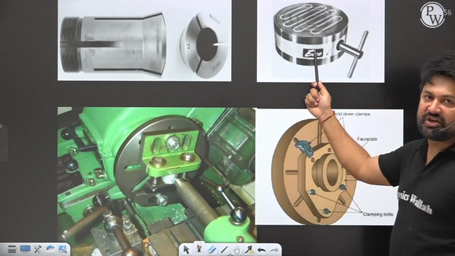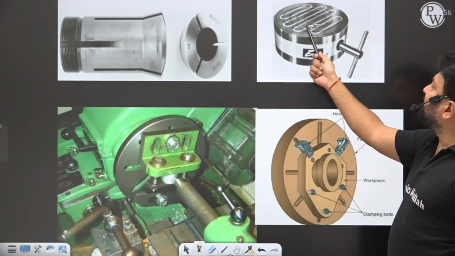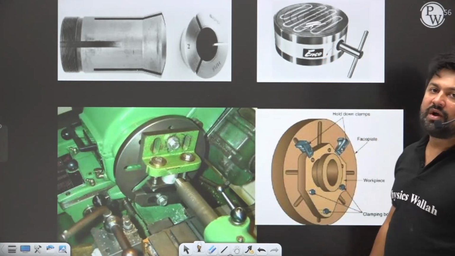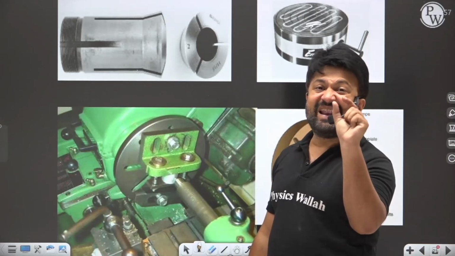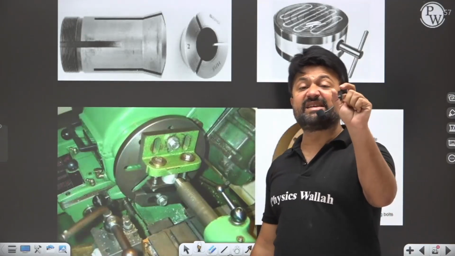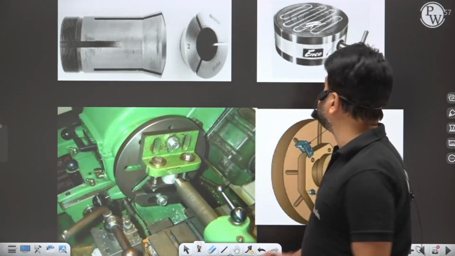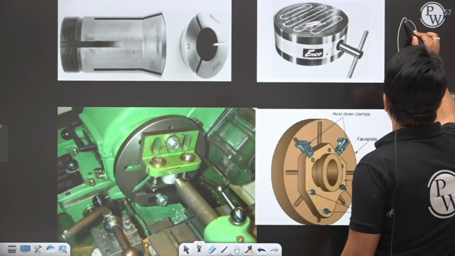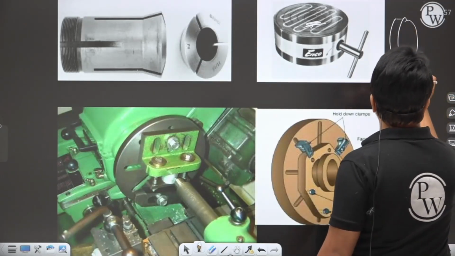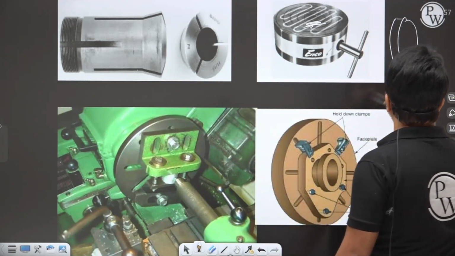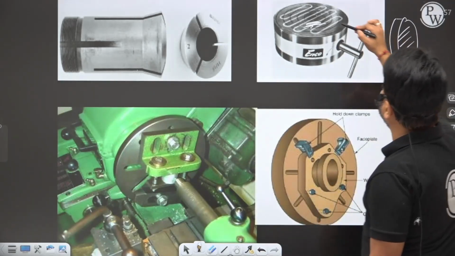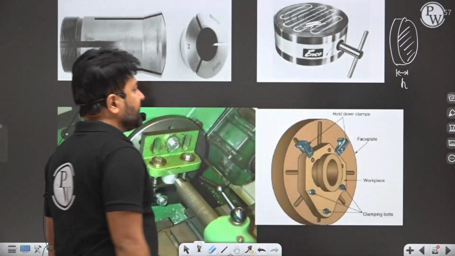This is a magnetic chuck. The magnetic face is there. So a cylindrical workpiece whose length is small, that means the cylindrical workpiece is thin in shape. Suppose this is a cylindrical workpiece. Now see, the height or the thickness is very less. So that type of workpiece is going to be held in the magnetic chuck.